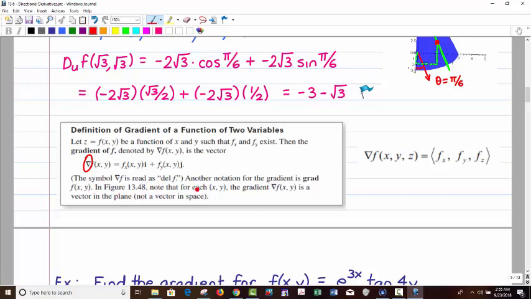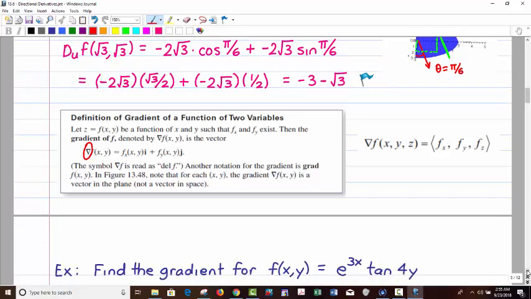Now, this is telling you here that for each xy, the gradient is a vector in the plane, not a vector in space, but in a three-dimensional idea, it'll be a vector in space. So it's just the fx partial, the fy partial to find the gradient, because this is about to lead us to another way to find the directional derivative.